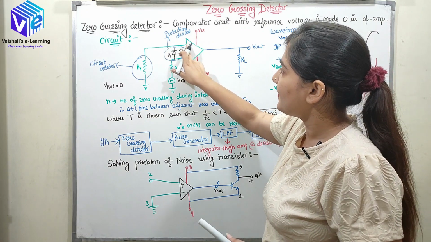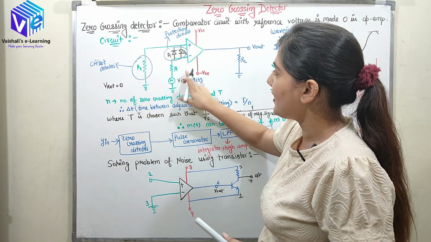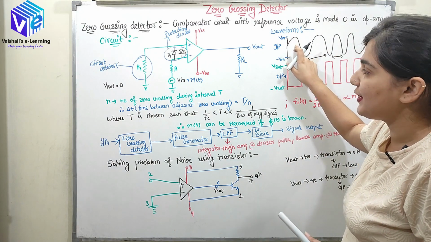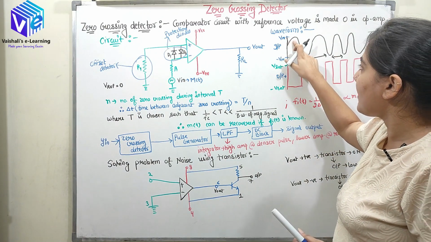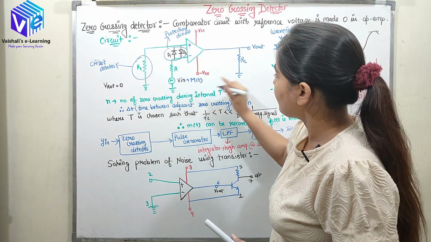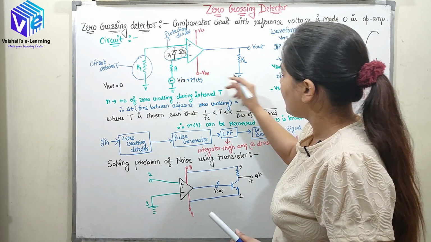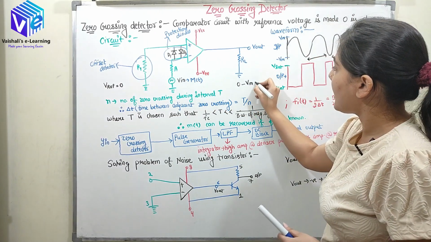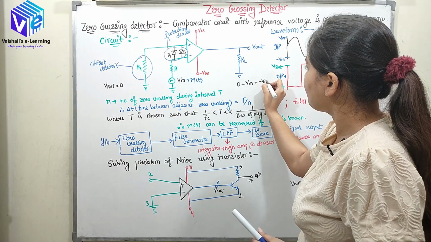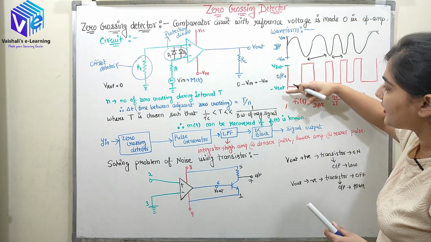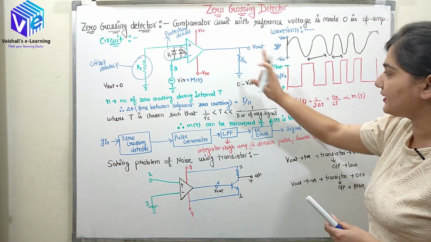Here the positive terminal is grounded, and at the negative terminal I have this positive side. Suppose whenever I have this positive side at the input, at the positive terminal I have 0 and at the negative terminal I have Vm. So I'll have negative Vm supplied here, and accordingly I'll produce the negative saturation voltage at the output.